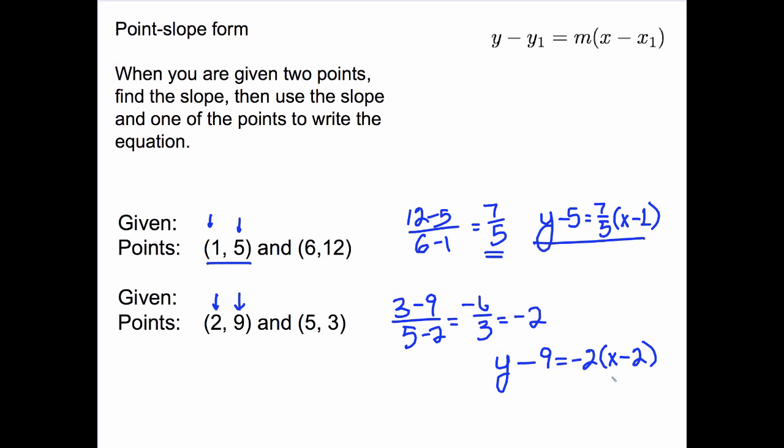Now we could also have used the other point, and it would have been perfectly acceptable to use the following equation: y minus y1, which is 3, equals negative 2 times x minus 5. Now it turns out that both of these equations are equivalent to each other, and you'll see in class how that works out.